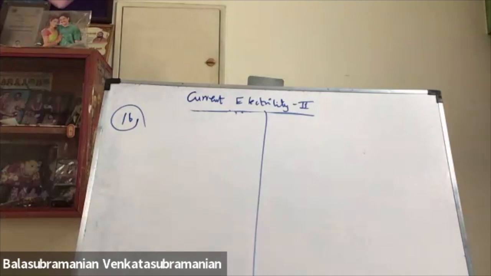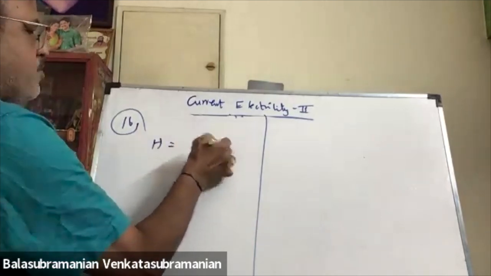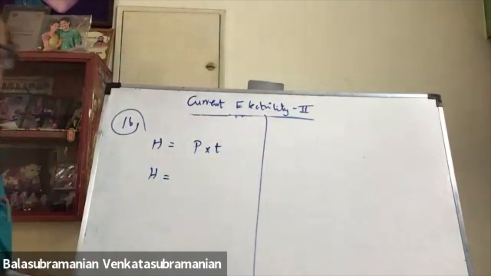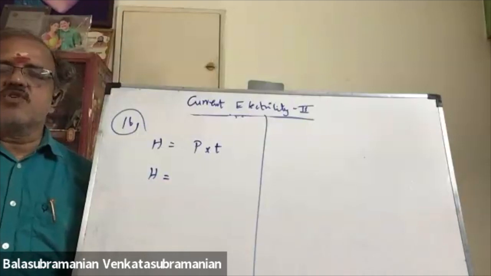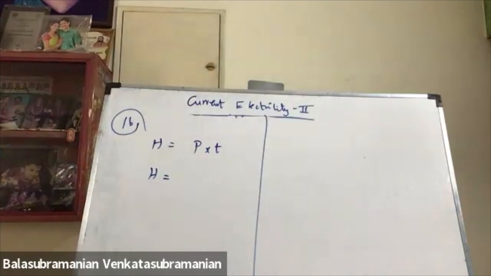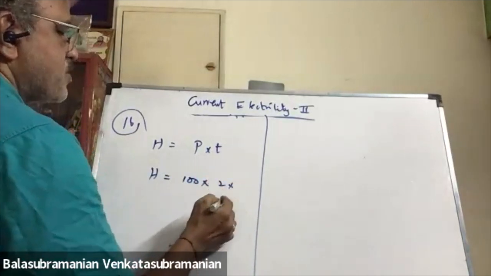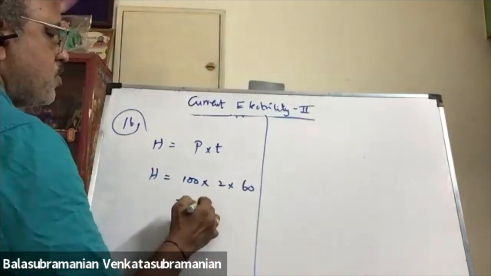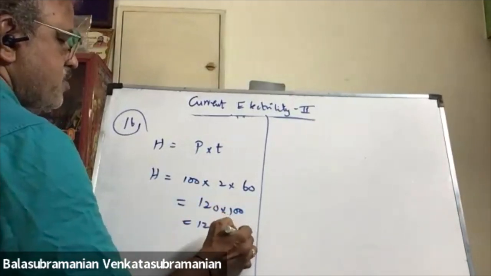Next, 16th problem. The heat produced by a 100-watt heater in 2 minutes is equal to dash joules. H is equal to power into time. Straight problem. Power is the rate of doing work. Work done is nothing but energy, so energy is equal to power into time. What is the power given here? 100 watts. 2 minutes: minutes should be converted into seconds. So 120 into 100, 12 into 10 power 3 joules.